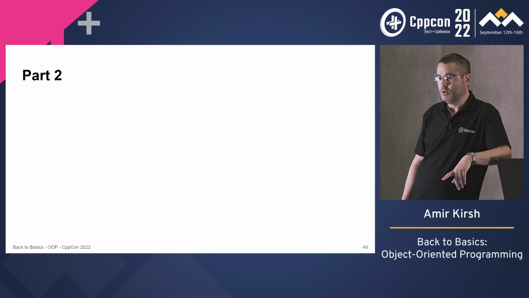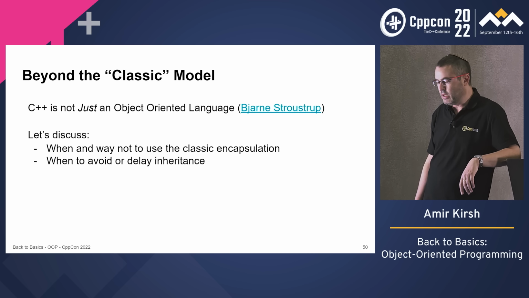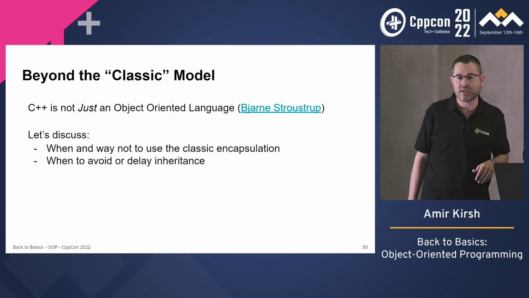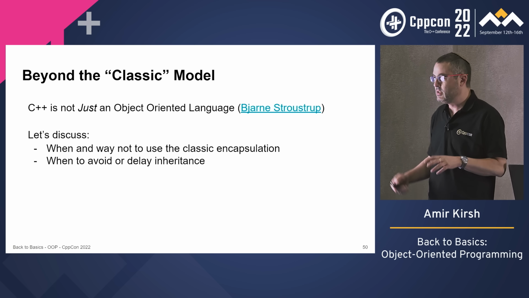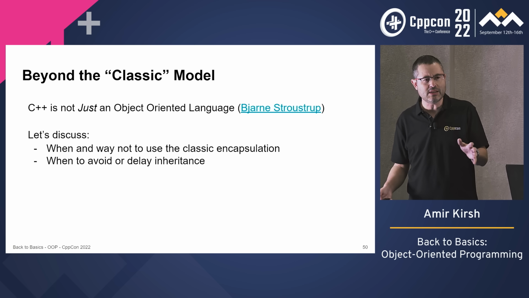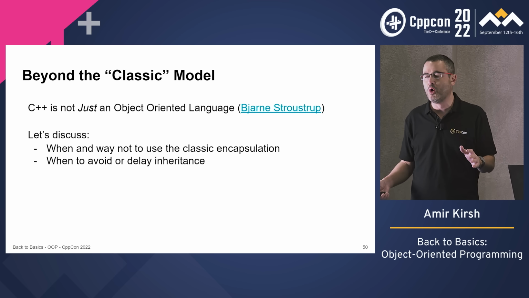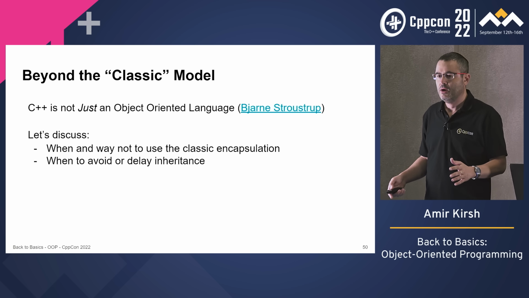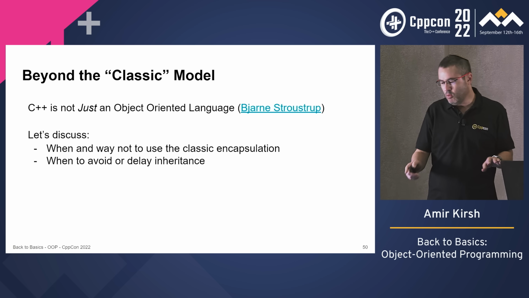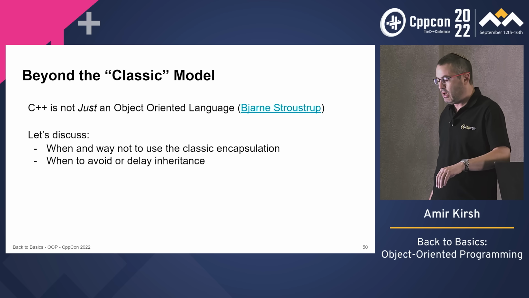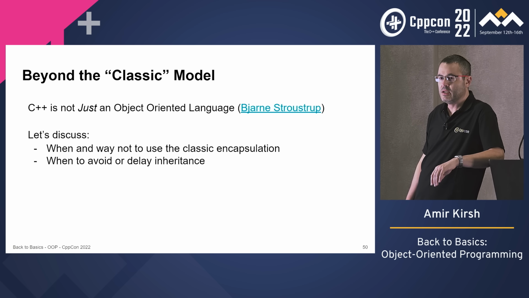We are in part 2. Beyond the classic model. C++ is not just an object-oriented language. It is more than that, which means that in some cases I would not go to the obvious object-oriented solution. So I want to discuss with you when and why not to use the classic encapsulation, or delay inheritance, or avoid inheritance at all.